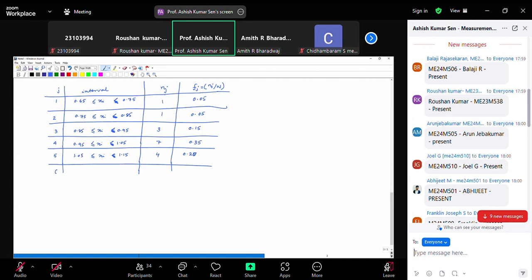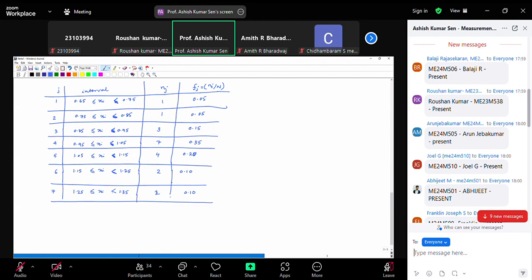Now number 6, that is 1.15 to 1.25, that is 2. So you have 0.10. And the final interval, that is 7, 1.25 less than or equal to xi, it should be less than 1.35. We have only 2, so 0.10.